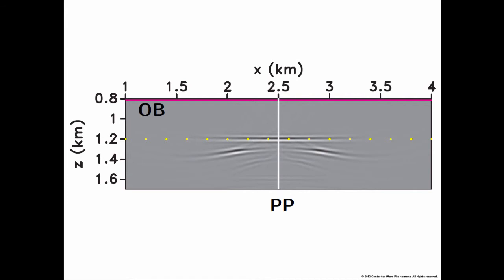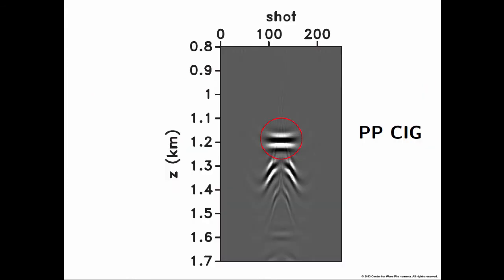If we have many shots on the ocean bottom, we'll get many images, one image for one shot. So we take the image at the same point, let's say 2.5 kilometers, and combine all the traces at 2.5 kilometers to get a common image gather. We call it a CIG. And this is our PP CIG.